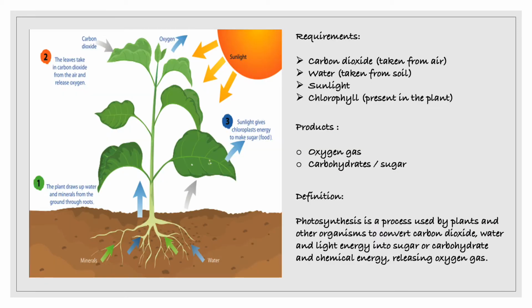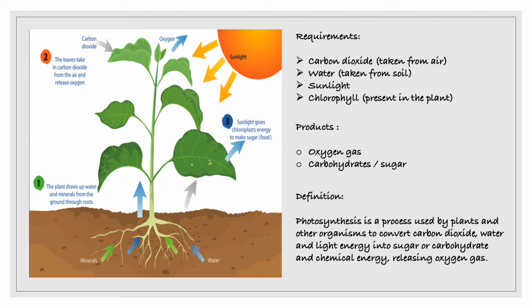The process by which plants make their food is called photosynthesis. Here, as you can see, we have the definition of photosynthesis, which says photosynthesis is a process used by plants and other organisms to convert carbon dioxide, water, and light energy into sugar or carbohydrate and chemical energy while releasing oxygen. Basically, photosynthesis is this process by which plants can make their own food.